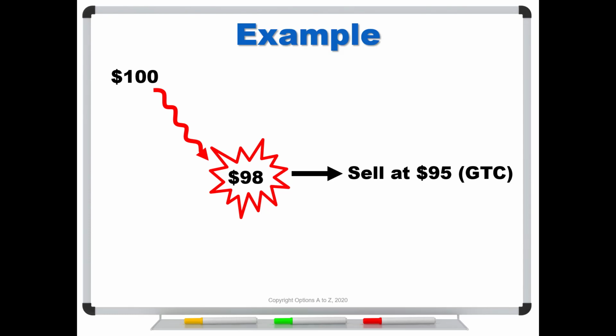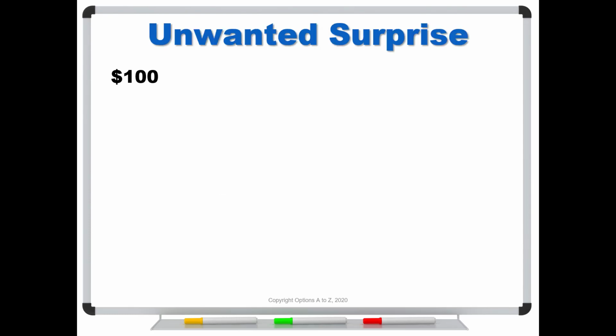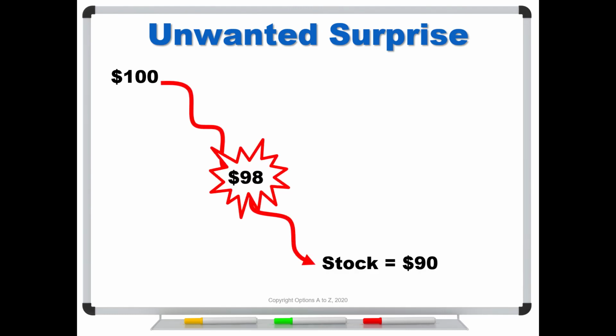So where can it go wrong? Well, here's where the unwanted surprise comes in. Let's say that instead of the stock slowly moving down and touching 98, it just blasts right through it, maybe even off the opening bell. And the stock is trading down at 90. Well, what happened? The computer said it traded at or below 98, so let's submit an order to sell at a limit of 95, good till canceled. So you get up one morning, you find out the stock's trading at 90, and you say, oh, I'm so glad I put on my stop limit because I'd rather hold the shares. I have confidence that they're going to come back.